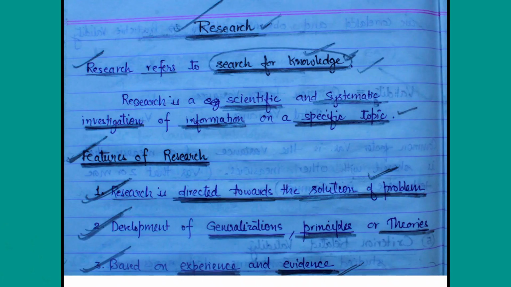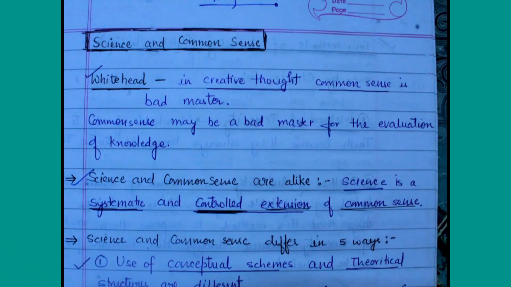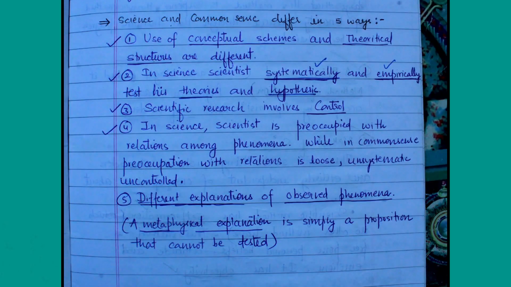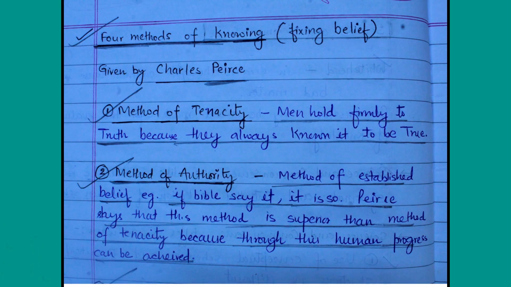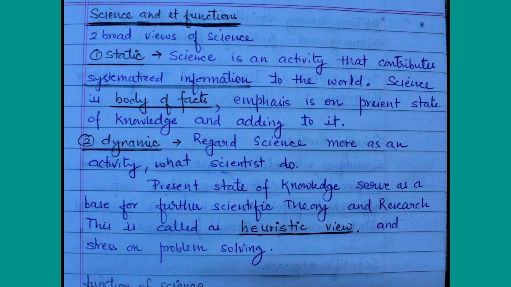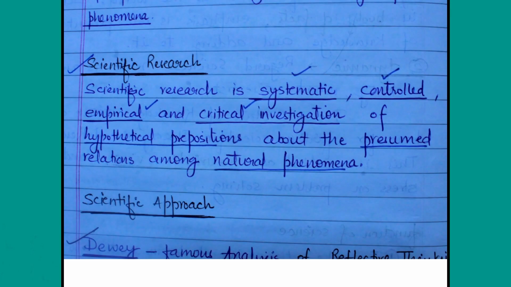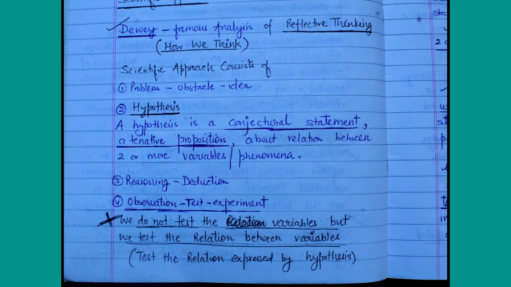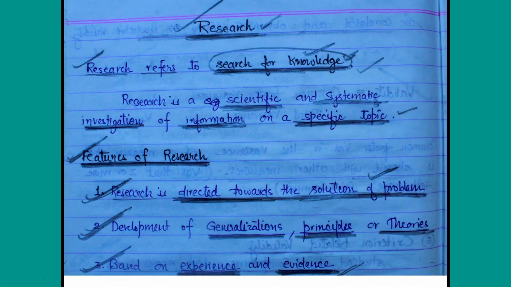So till now what have we studied? We have studied four methods of knowing: method of tenacity, method of authority, a priori method, and method of science. Then we have seen the static and dynamic view of science, heuristic view of science, aim of science, definition of theory, scientific research, and characteristics of scientific research. Now coming to research. Okay, now we will start.